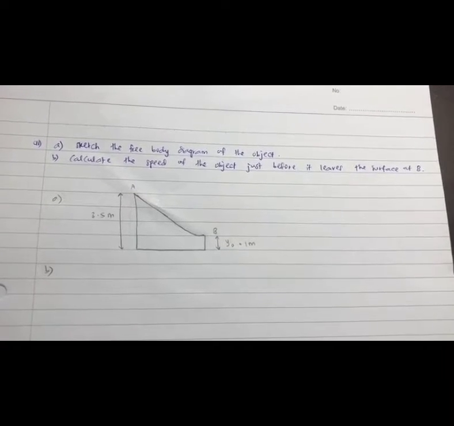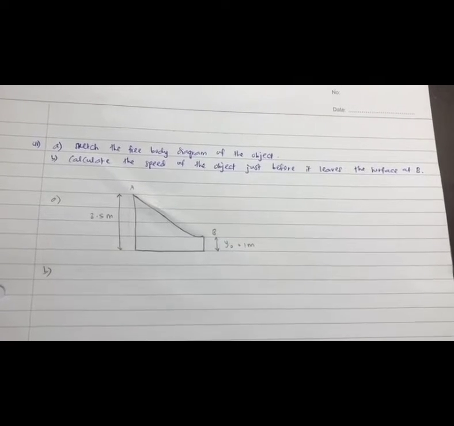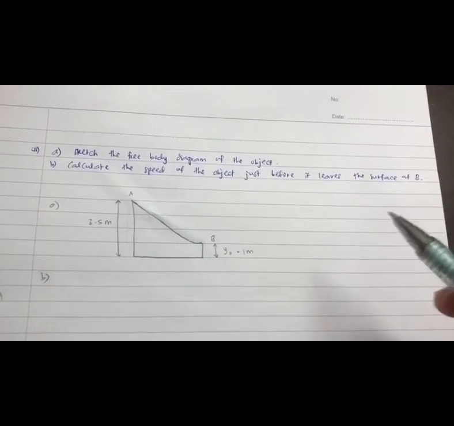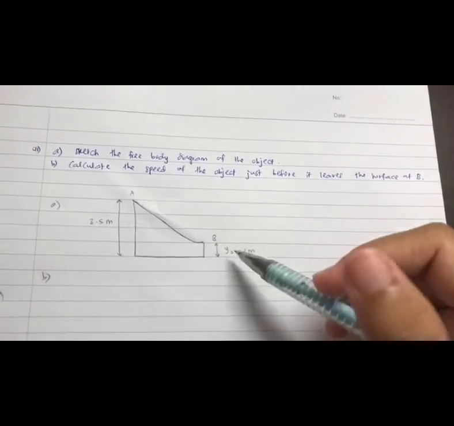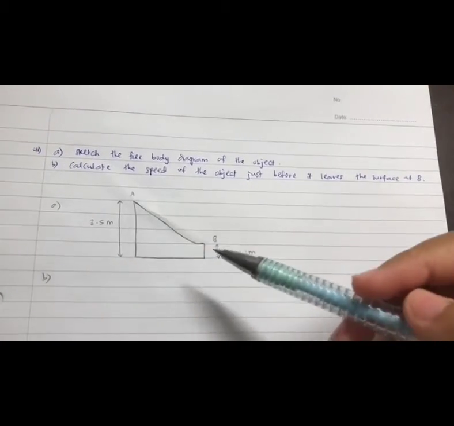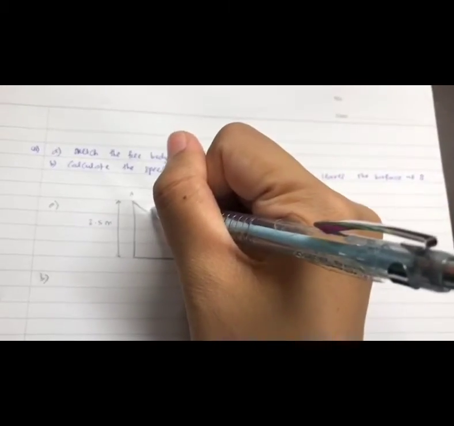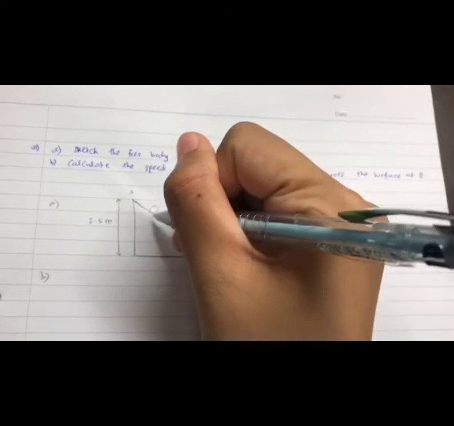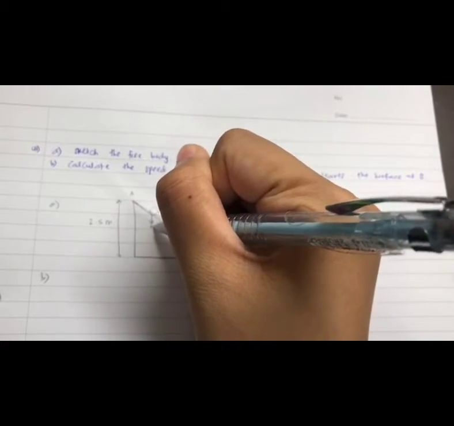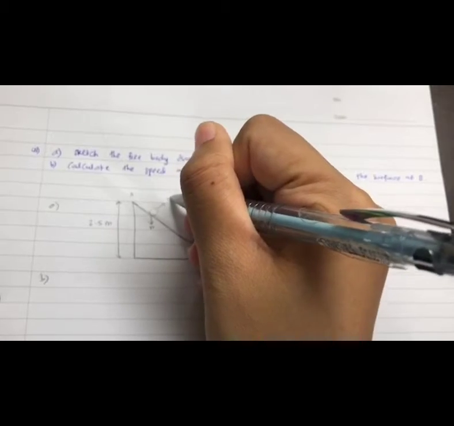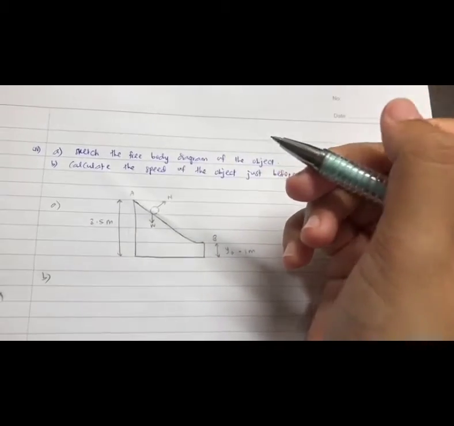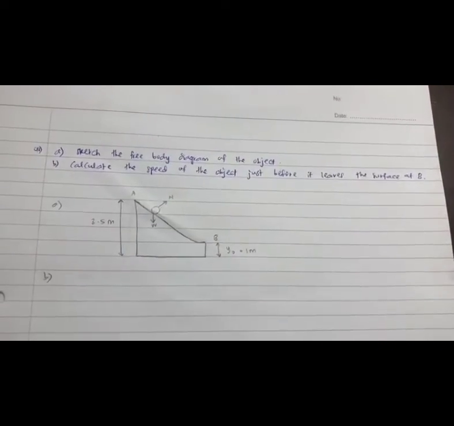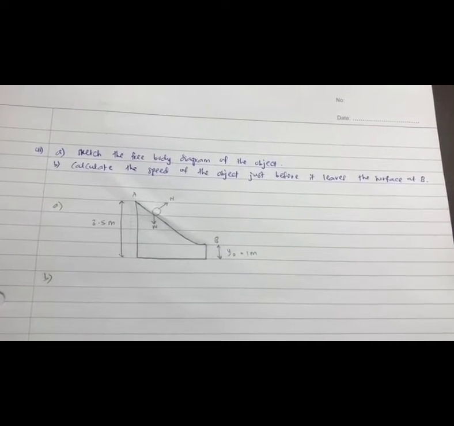Okay, so now let's start with question 1A. The question asks to sketch the free body diagram of the object. This is the figure that I already sketched, and this is where the ball is. We have the weight force and the normal force that act on the ball. So that's all for question A. Now let's move to question B.